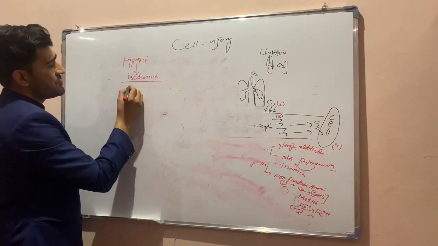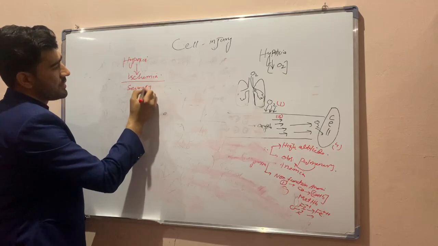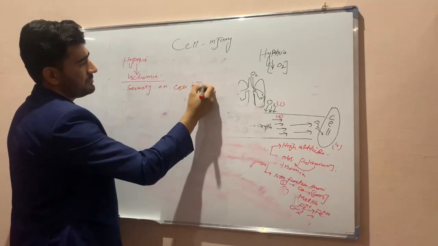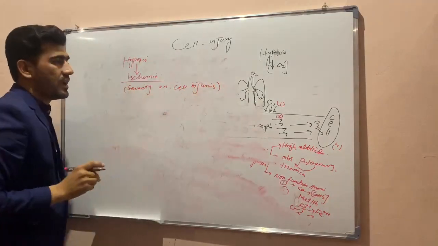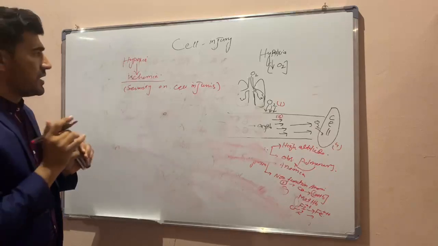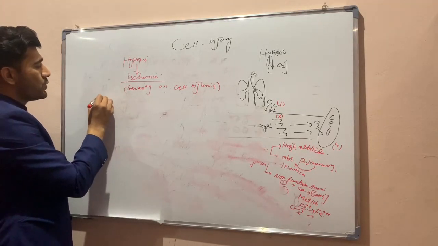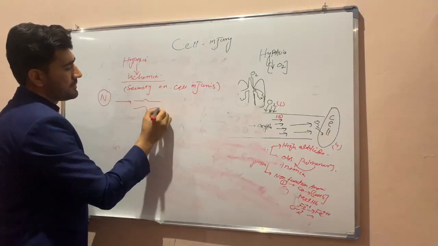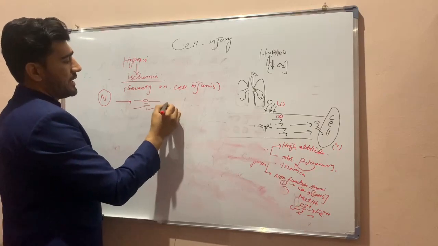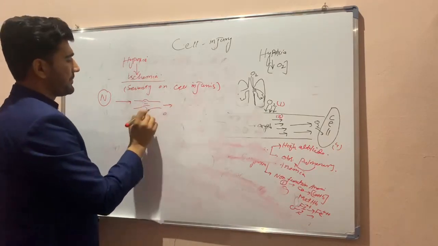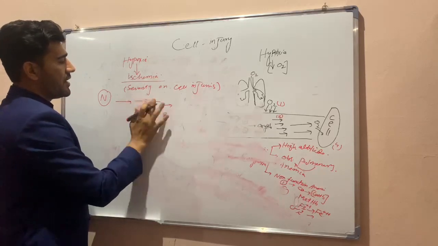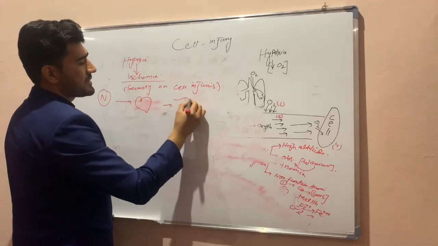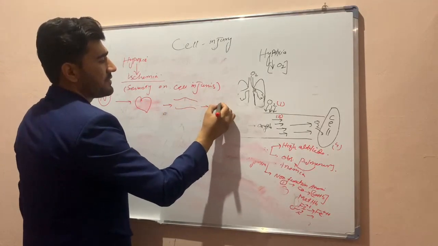Severity of cell injury depends on the type of the cells. Number one is the neuronal cells, number two is the cardiac cell, number three is the skeletal muscle, and number four is the fibroblast.